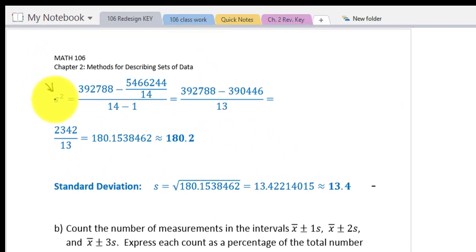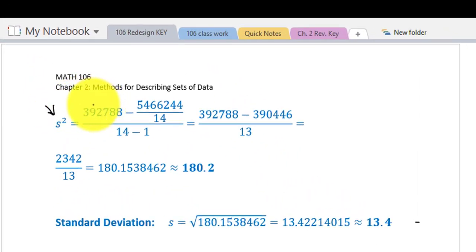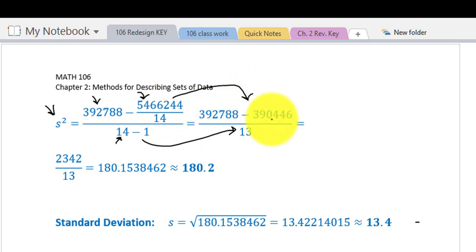Our next calculation is the sample variance. So we're beginning with our sum of x squared values, subtracting the squared sum of our x's divided by n, which is 14, and all of that is divided by our n minus 1, which becomes 13. So this fraction becomes 390,446 when we divide. The numerator of our fraction results with 2,342 divided by 13, and you can see that goes on for a non-terminating decimal, so we'll make the approximation of 180.2 for our sample variance.